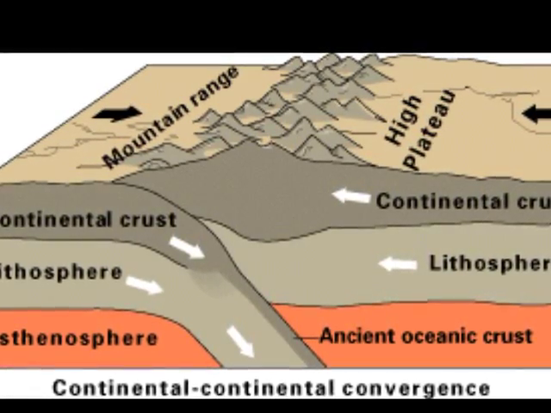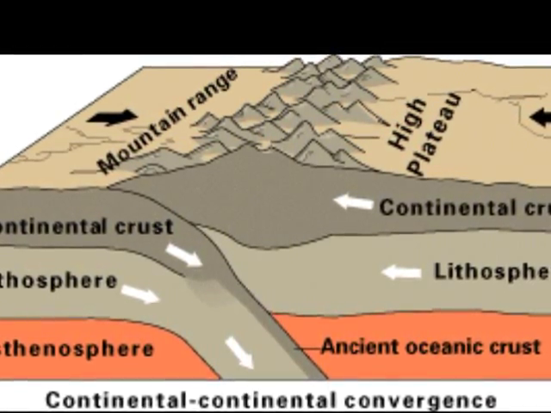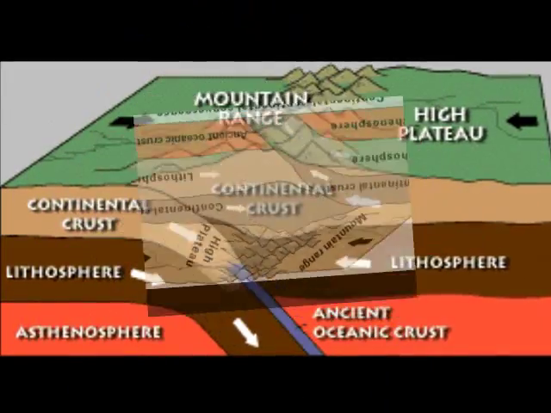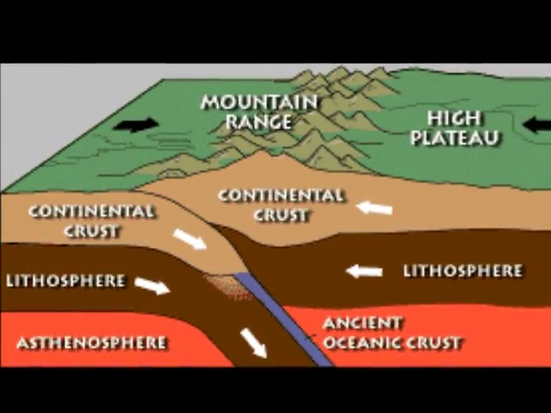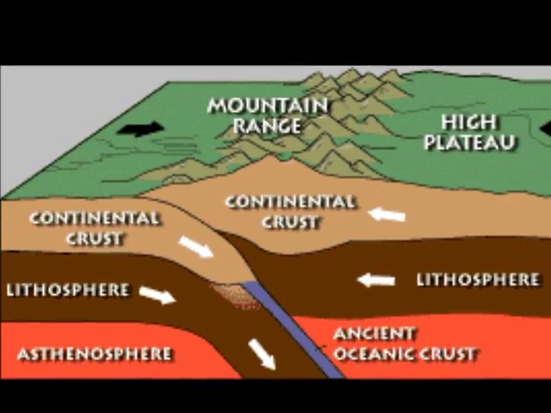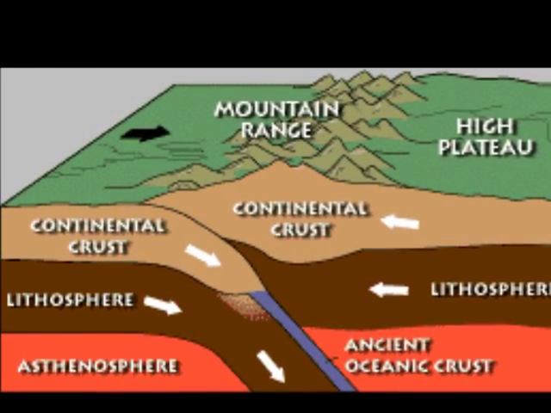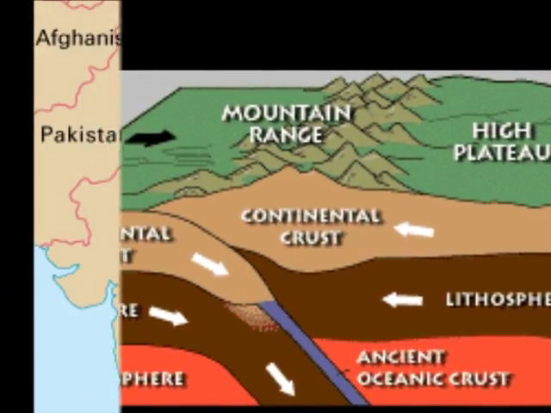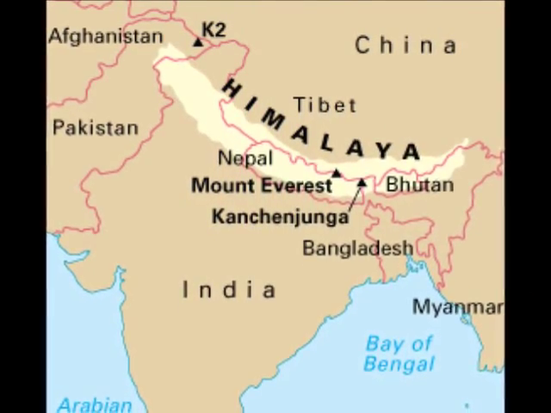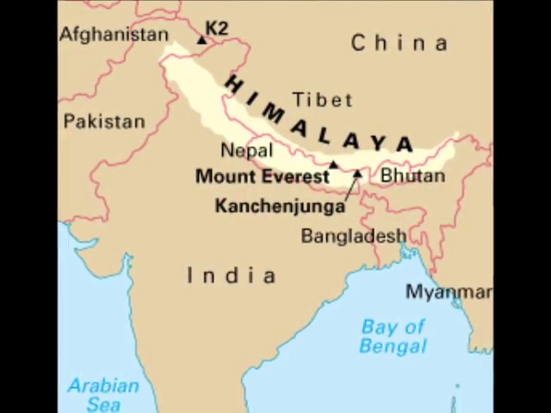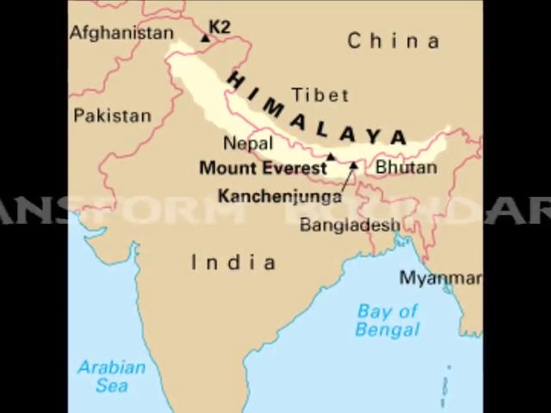This process involves two continental plates that once had water separating them, but are now one piece of land. The continental lithospheres converge and eventually collide to form a mountain range. For example, the Himalayas formed as a result of the collision of India and Asia.